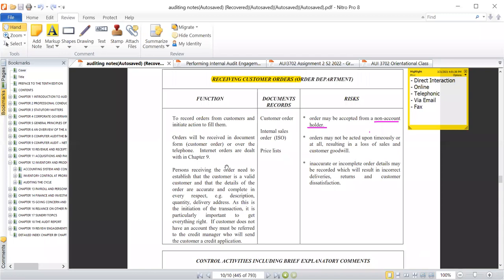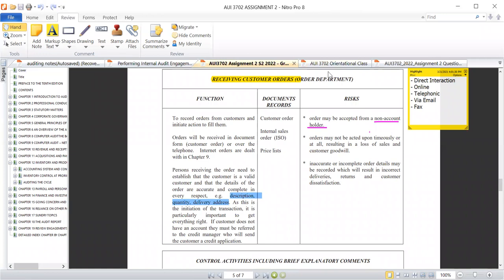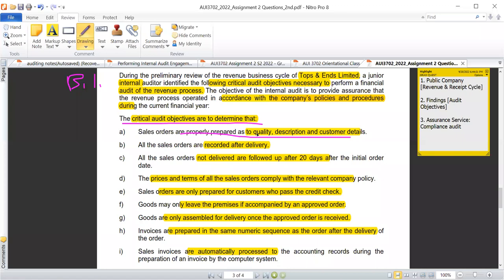And there should be an indication of the description, quantity, and delivery address, which is the customer details. The delivery address just indicates that there has to be customer detail on the order. The quantity has to be reflected: how many items is this person buying? The description of the goods being bought has to be indicated. That's why I'm saying that if I'm looking at this objective here, it's not supposed to be quality. It has to be quantity here because we are still ordering. So the quantity has to be reflected in the sales order. Quality, we'll talk about when we receive the actual product. That's when we talk of quality, not quantity. So I hope you take note of that.